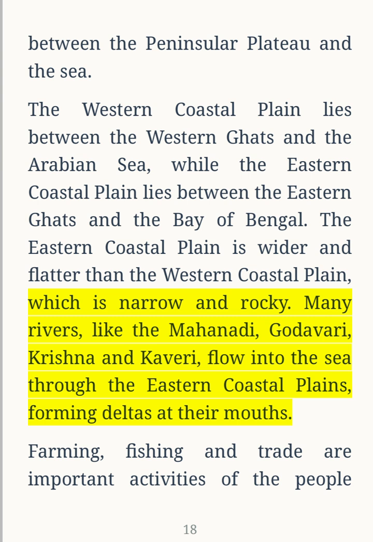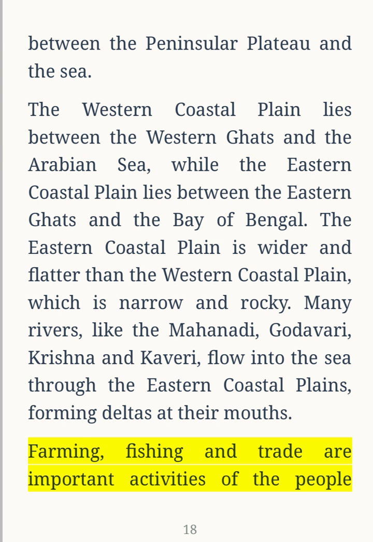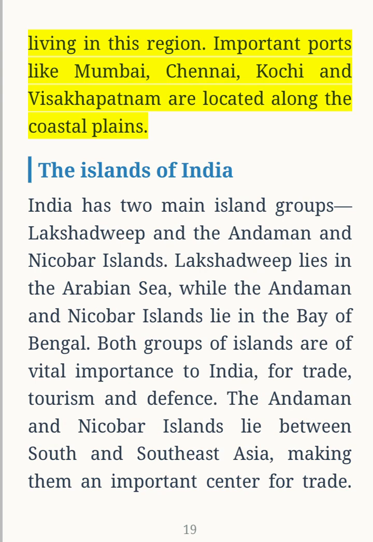Many rivers, like the Mahanadi, Godavari, Krishna and Kaveri, flow into the sea through the eastern coastal plains, forming deltas at their mouths. Farming, fishing and trade are important activities of the people living in this region. Important ports like Mumbai, Chennai, Kochi and Visakhapatnam are located along the coastal plains.